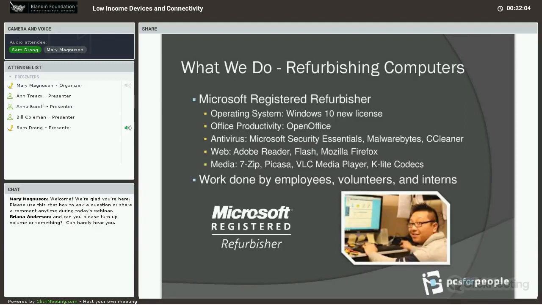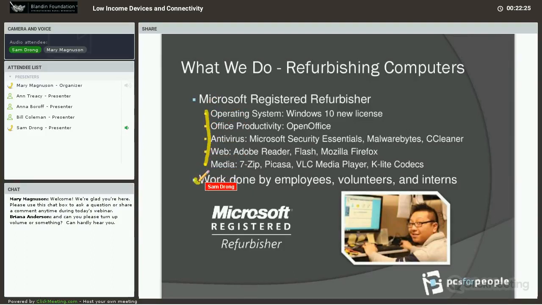We also offer laptop computers, and those are again on a scale based on the age and the price. So we don't offer any free laptops. We do offer $50, $100, and $150 laptops. This is the sort of information on what's on the computers.